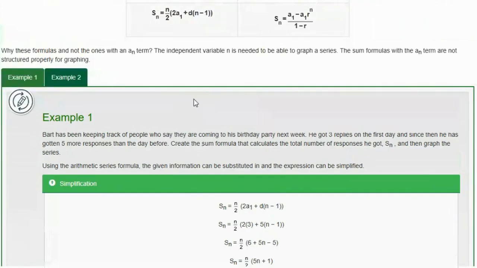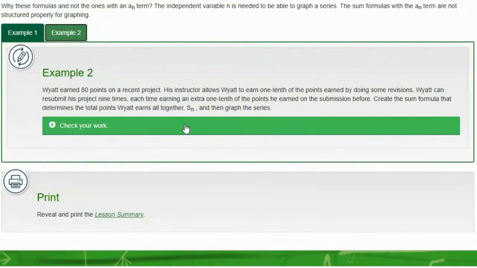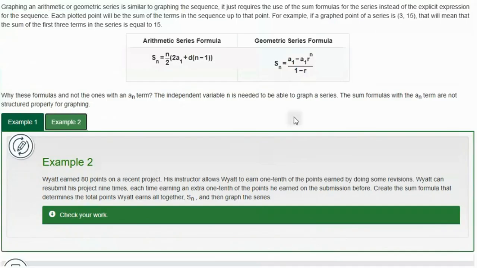Whew. All right, let's go to example 2. Wyatt earns 80 points on a recent project. His instructor, oh, this is the same thing. We just need to figure out how many points he's got by the 9th term. So let's use the geometric series formula. S sub n equals a1 minus a1 r to the n over 1 minus r.